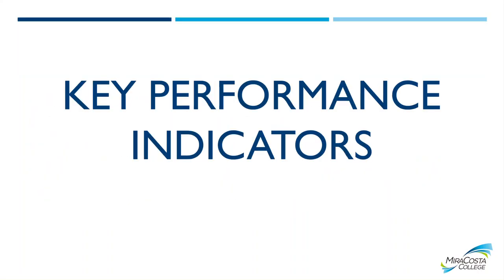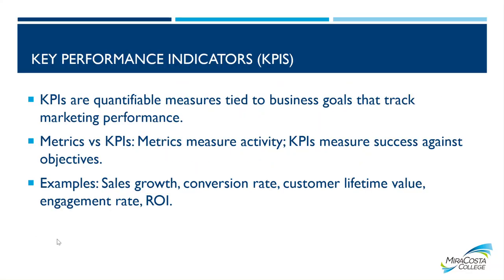Key performance indicators, what we call in business KPIs, another term you're going to hear a lot. KPIs are quantifiable measures tied to business goals that track marketing performance. So metrics versus KPIs: metrics measure activity, KPIs measure success against objectives. Examples could be sales growth, conversion rate, customer lifetime value, engagement rate, ROI.